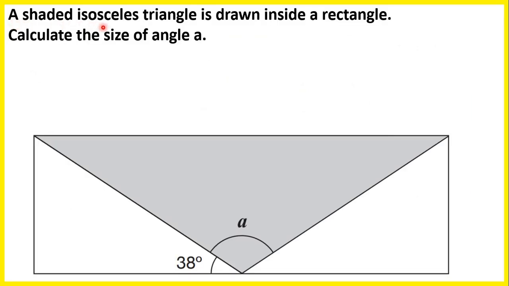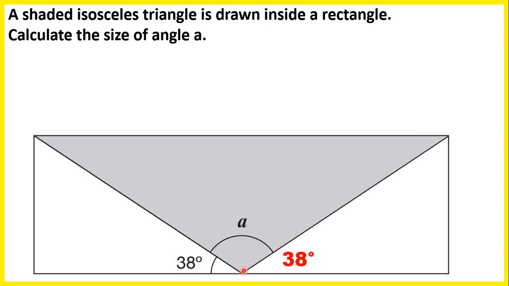A shaded isosceles triangle is drawn inside a rectangle. Calculate the size of angle A. So we're told that this angle here is 38 degrees, which means that this angle must be 38 degrees as well, because the shaded triangle is isosceles, so this line is the same length as this line.